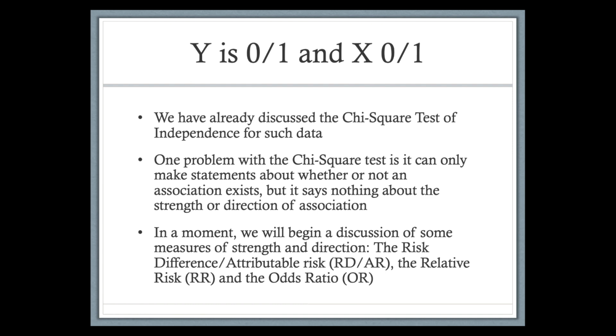What we're going to do is build up to things. We're going to start small and build our way there. But first, we're going to look at some measures of the direction and strength of association. So the attributable risk, or sometimes what gets called the risk difference, as well as the relative risk, and then the odds ratio. So these are measures for quantifying the association between two categorical variables.